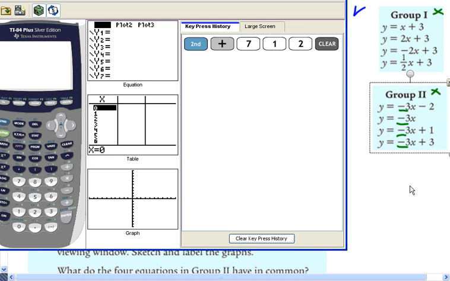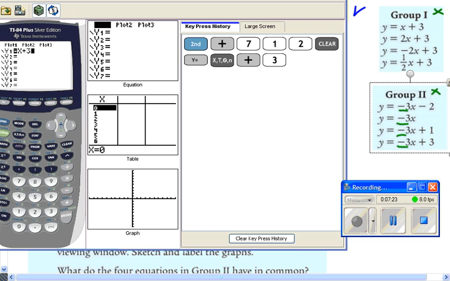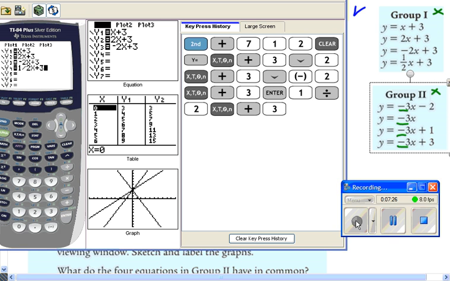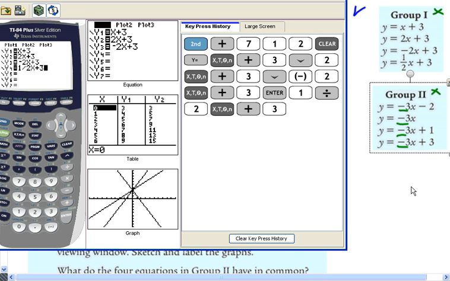All right, we're going to enter these equations in our calculator, so I'm going to press my Y. And I'm going to put in group 1, and that's y equals x plus 3. All right, so I put all those equations in, and I'm going to press graph. And there they go.